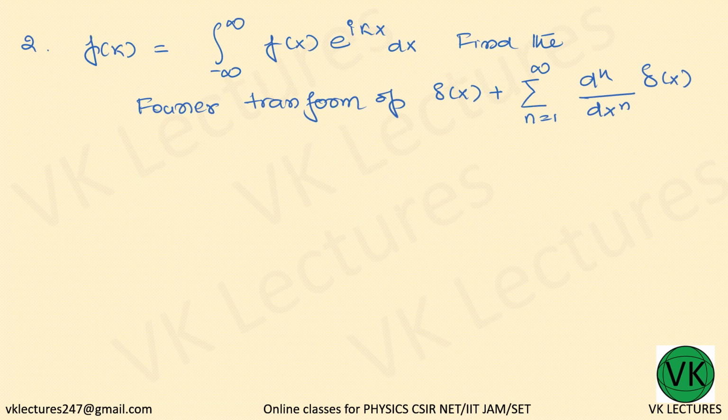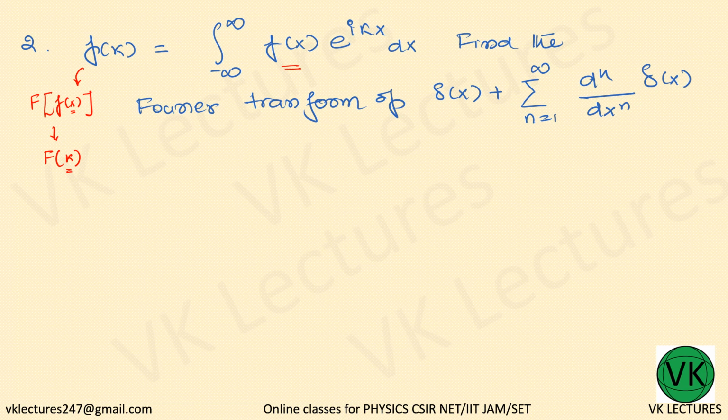F of k is given by the integral from minus infinity to plus infinity of f of x into e to the power ikx dx, which is the Fourier transform of f of x. So this can be written as the Fourier transform of the function f of x, and we are getting f of k. We are moving from the x domain to the k domain.